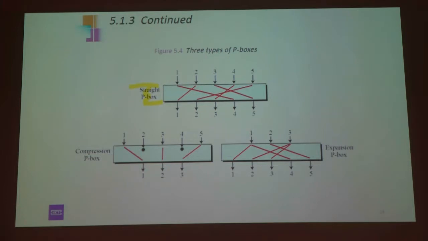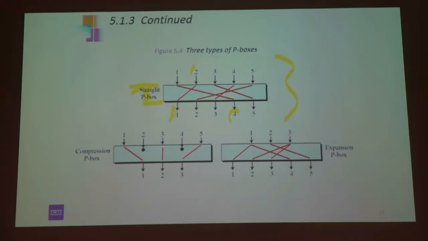For example, you have 5 inputs and how many outputs? 5 outputs, right? There is a map inside it. For example, input 1 goes to where? To 4. Input 1 goes to 4. Input 2 goes to where? To 1, right? So this is what we call a straight box. What is a straight box?